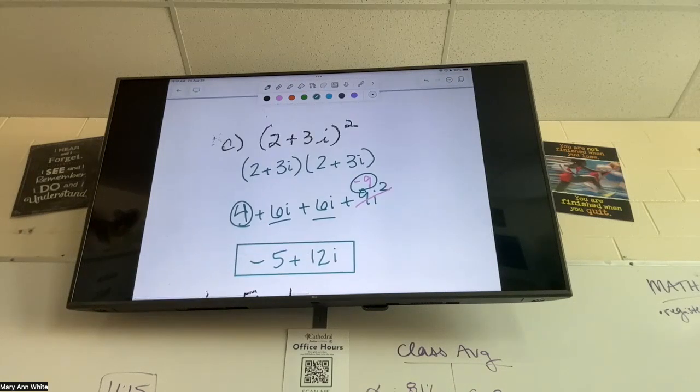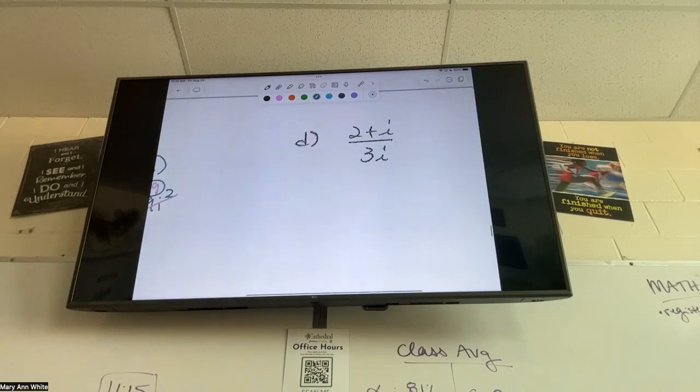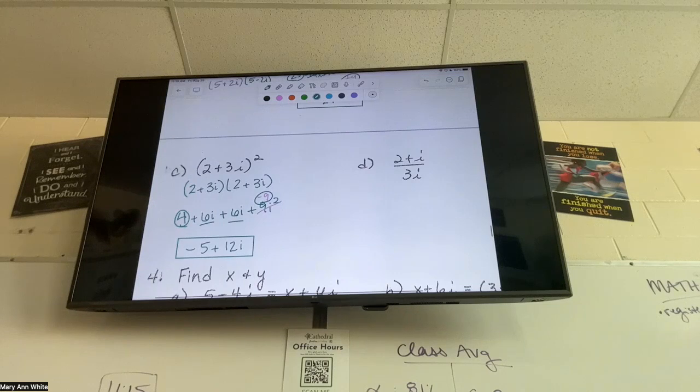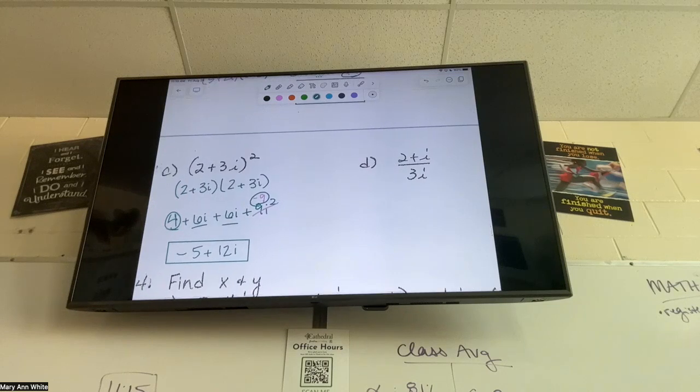I do have letter C on the board if you need to look at that one. I've got letter C on the board. Is everyone good with letter C? I do need help on letter D though. What's the conjugate that I'm going to multiply on top and bottom?